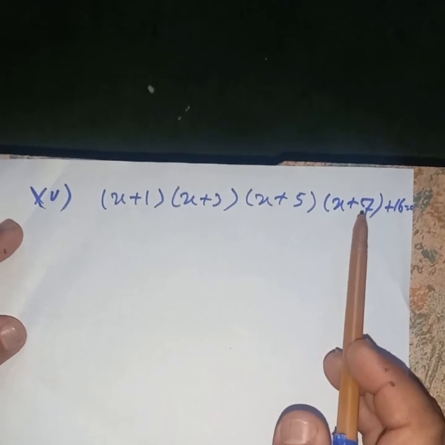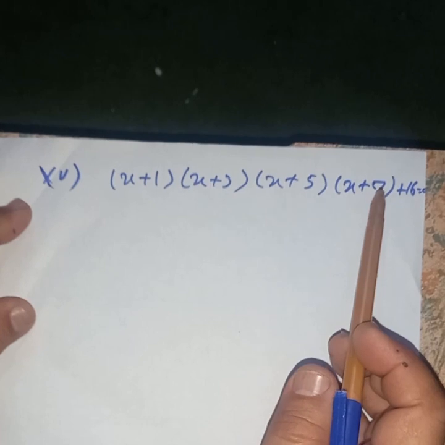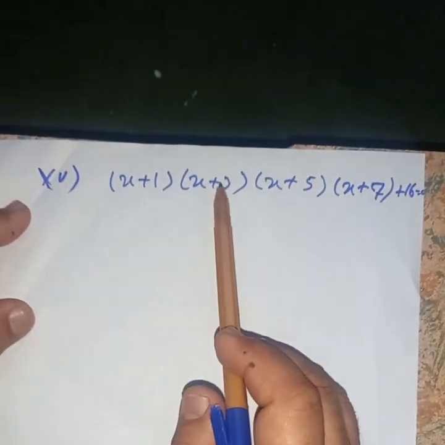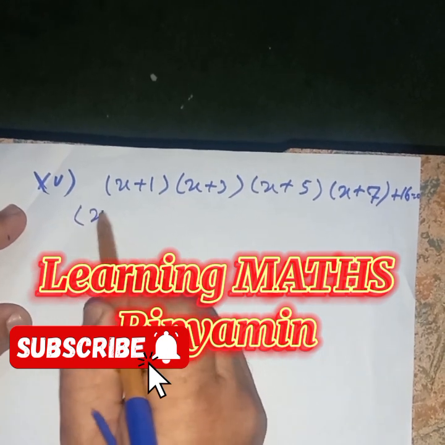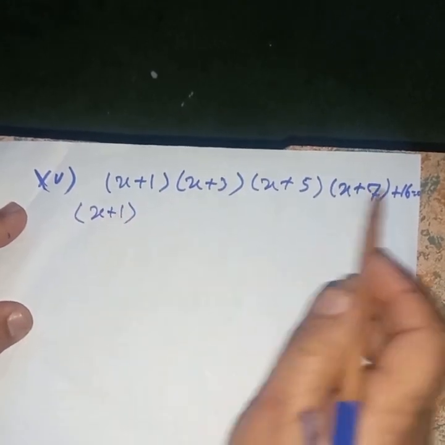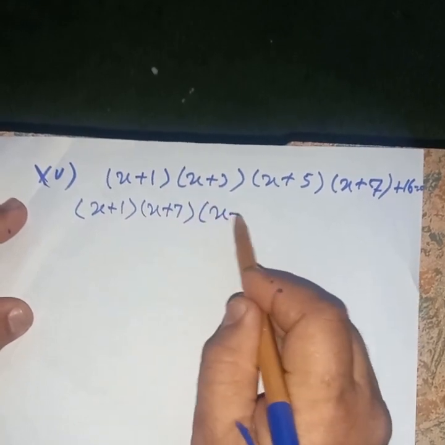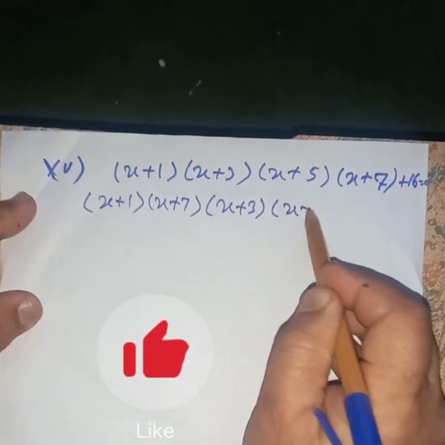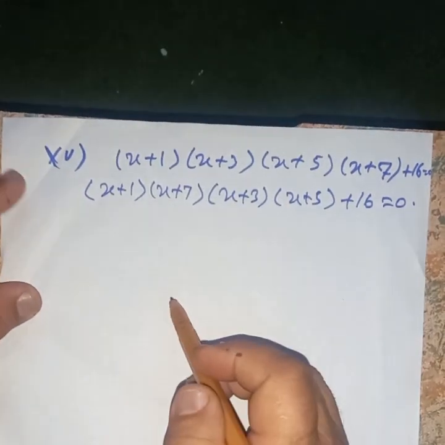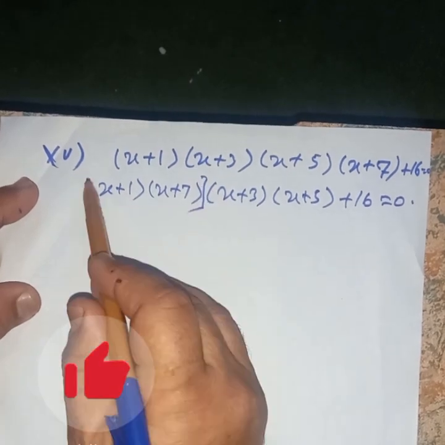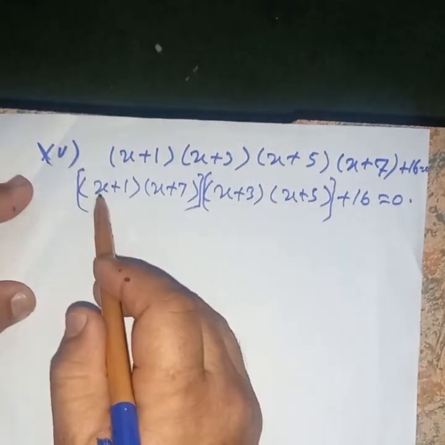So we need to add up these constants to make them equal, like 7 plus 1 is 8, 5 plus 3 is 8. So we have to rearrange these factors: x plus 1 with x plus 7, and then x plus 3 with x plus 5, plus 16 equal to 0. Now we need to multiply these two together and the other two together.